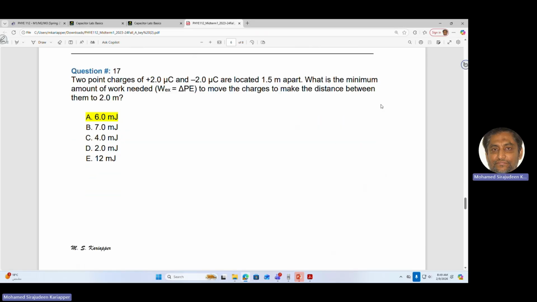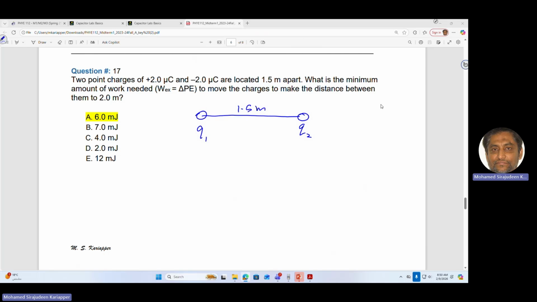Number 17. 2 point charges of 2 microcoulomb and negative 2 microcoulomb are located 1.5 meters apart. What is the minimum amount of work needed to move the charges to make the distance between them 2 meters? So we have 2 charges, Q1 and Q2. They are 1.5 meters apart initially. Okay, this is the initial scenario.